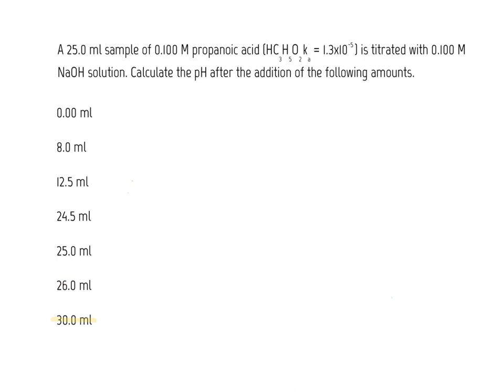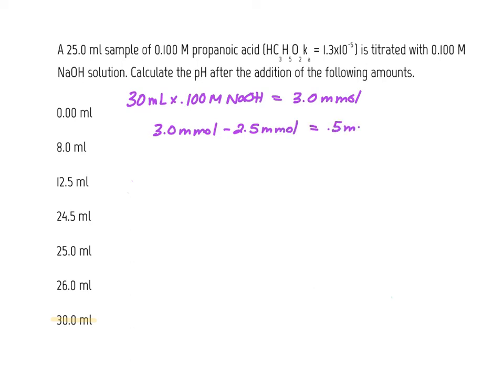All right, so this is the last calculation that we're going to take a look at for this problem. So congrats, you're almost there. The addition of 30 mLs. So this is significantly past the equivalence point. We're looking at, again, just excess base, sodium hydroxide. Calculate the millimoles with the addition. Subtract off that 2.5 millimoles of acid that we neutralized. We end up with 0.5 millimoles of base.